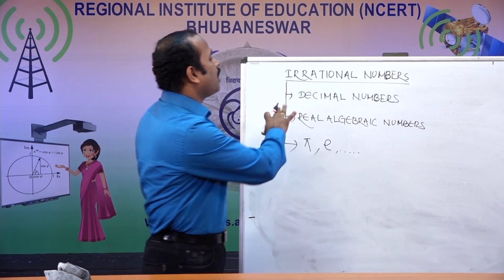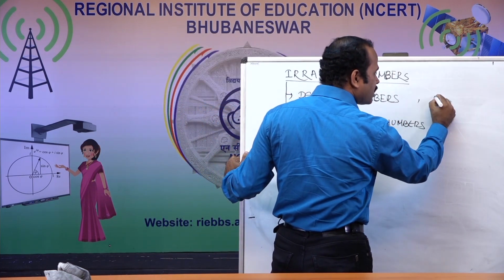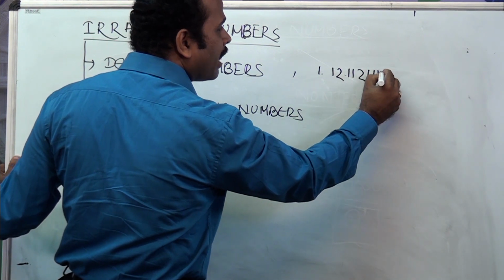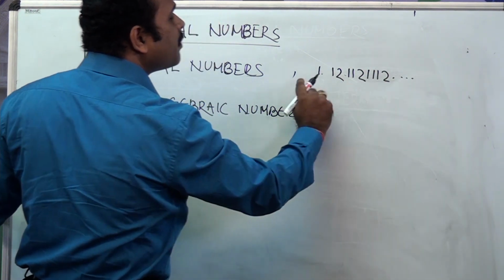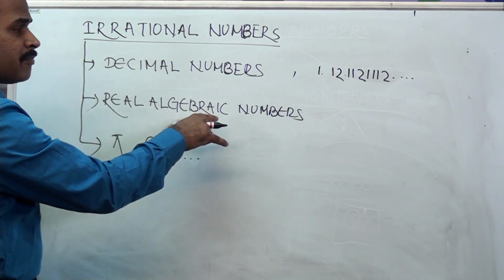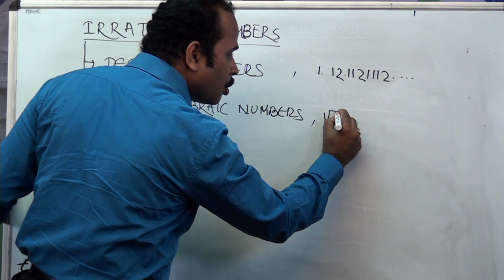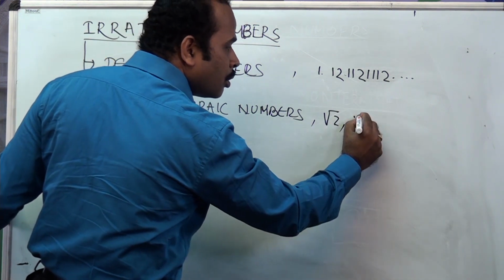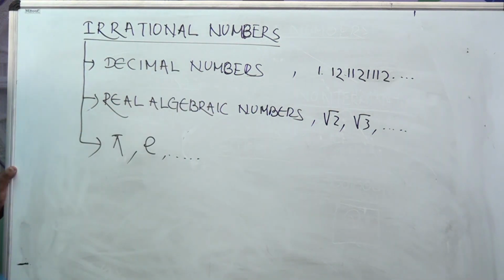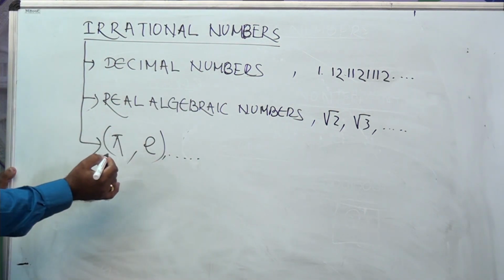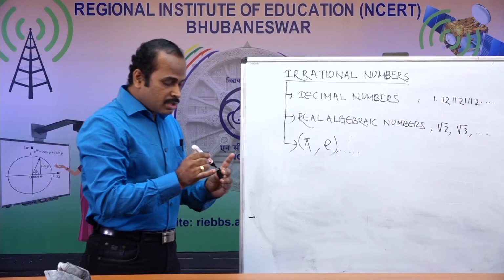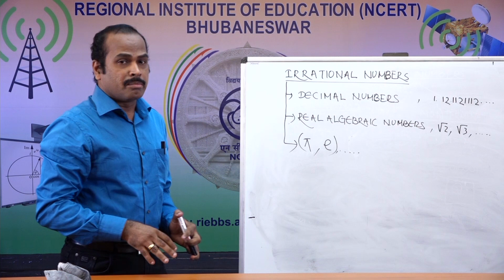So now what are the decimal numbers we have seen? Some decimal numbers: 1.12, 112, 1112 and so on. These type of numbers we can write as irrational numbers. Similarly, real algebraic form numbers are written as √2, then √3. Such type of numbers are real algebraic numbers, and these are transcendental numbers, written in symbolic form pi, e, like this. So these are all about the irrational numbers.